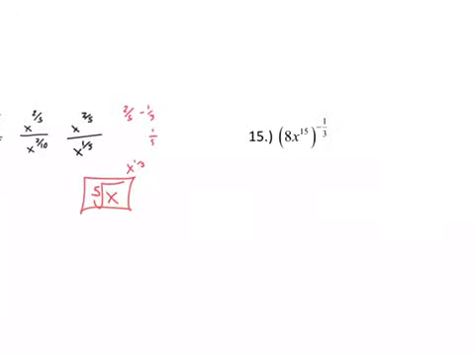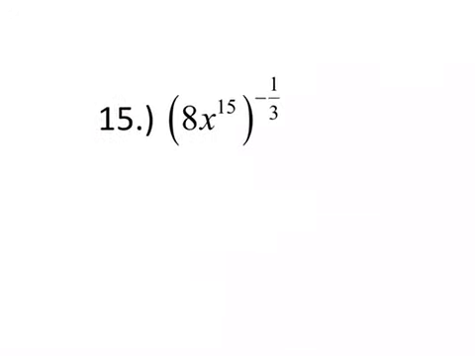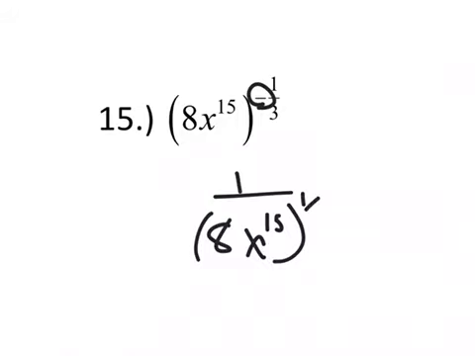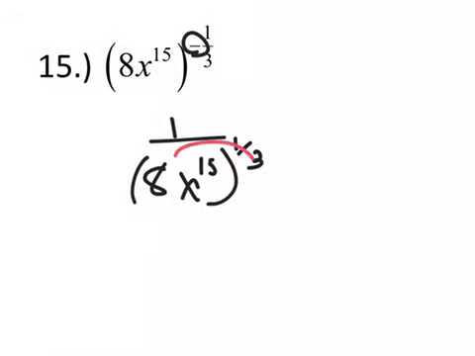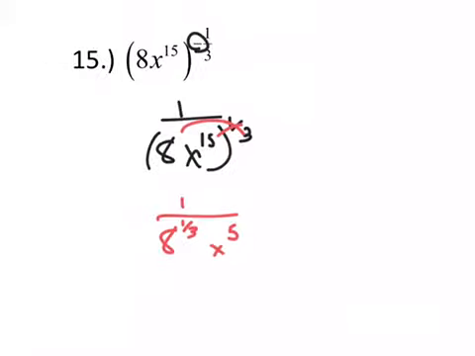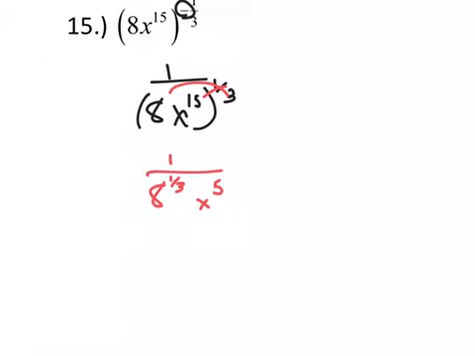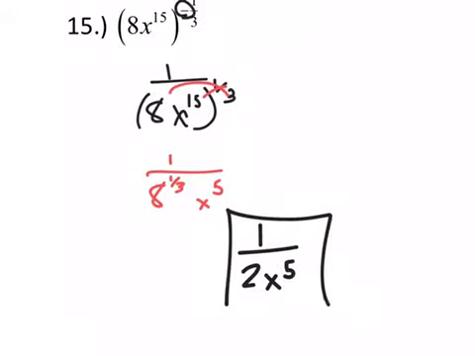All right. So here we go. On this one, I'm going to go ahead and address this negative and make it to where I've still got 8x to the 15th to the 1/3, but now in the denominator. So when I go power to a power, we'll get 1 over 8 to the 1/3, x to the 5th. 8 to the 1/3 is a 2, so this would be 1 over 2x to the 5th.